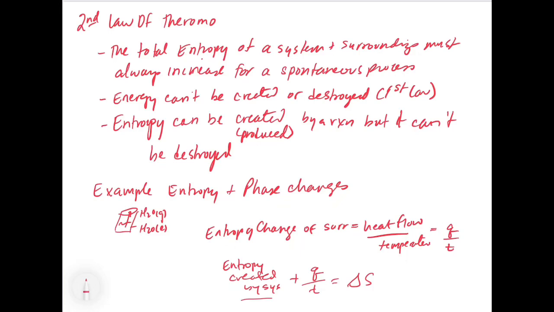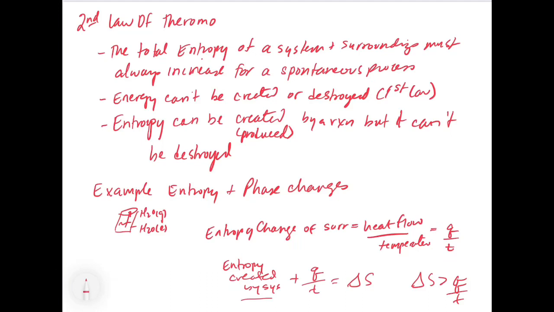And so we can say that since entropy can't be destroyed, the delta S has got to be greater than Q over T. So what that means is that the total delta S has got to be greater than just the simple change of the system and the surroundings.